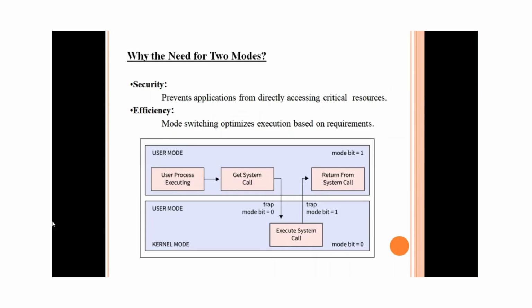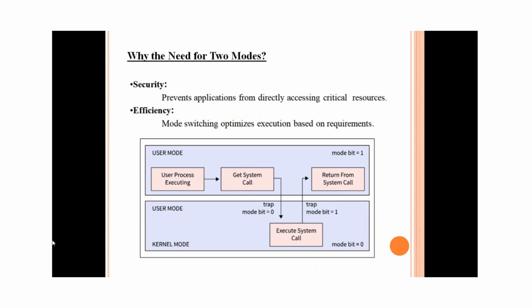The main reason why we need two modes: the major two are security and efficiency. Coming to security, it prevents applications from directly accessing critical resources. There are some third-party applications which we run in user mode. Those applications may pose a threat to our system, so we do not allow them to use the system resources directly. So we use user mode and kernel mode. And efficiency, because switching optimizes the execution based on the requirements.